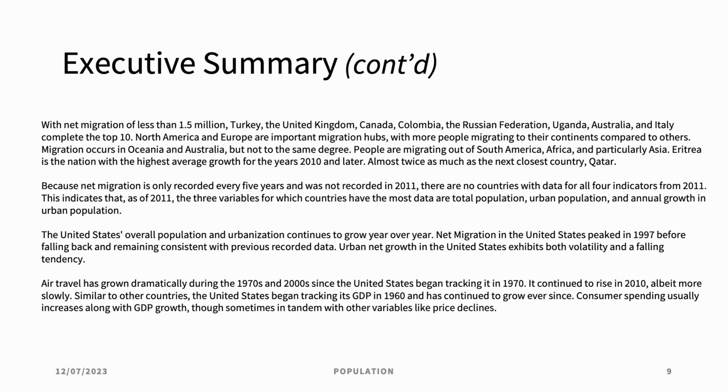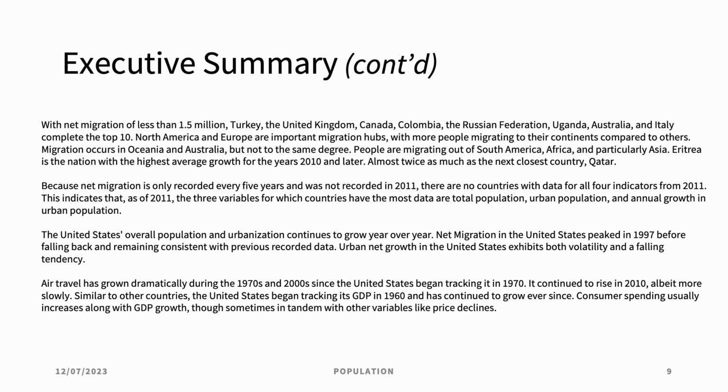By analyzing the available data, we have found some interesting trends. As of 2011, total population, urban population, and annual growth in urban population are the indicators for which countries have most of the data. When focusing on the United States, we have witnessed consistent growth in the overall population and urbanization. Net migration peaked in 1997 and then stabilized.